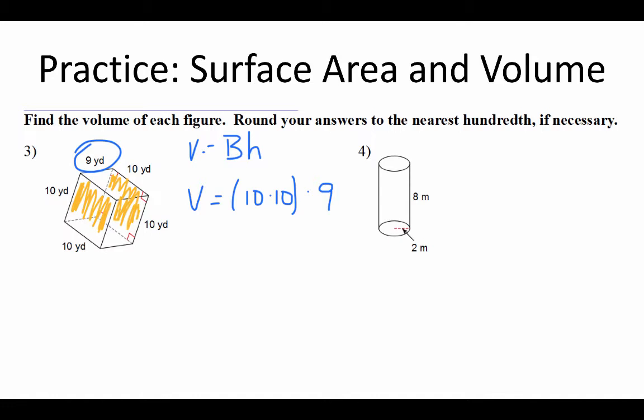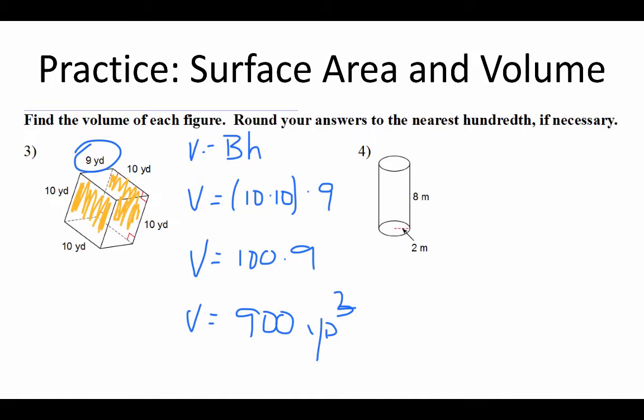So what I have is 100 times 9. So V equals 900 yards squared. Oh, excuse me, it's going to be cubed. Anytime we're working with volume, it's going to be cubed. A little slip there.